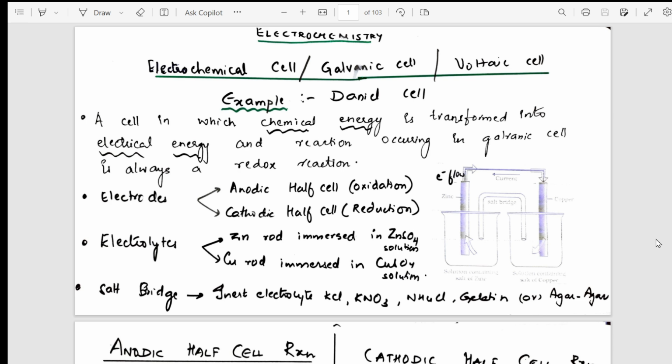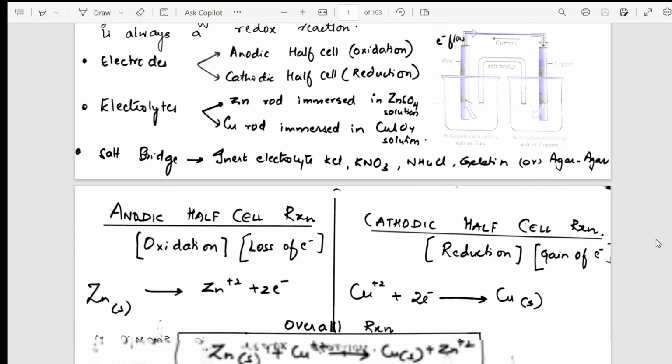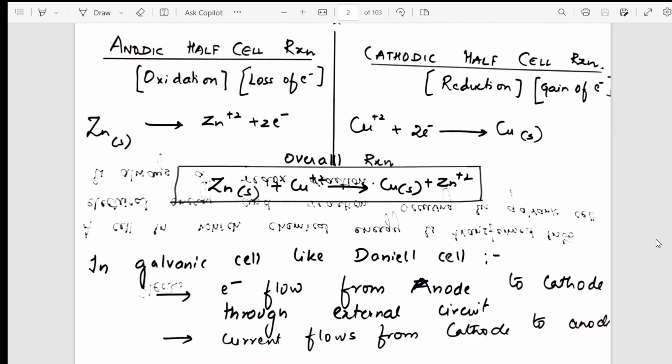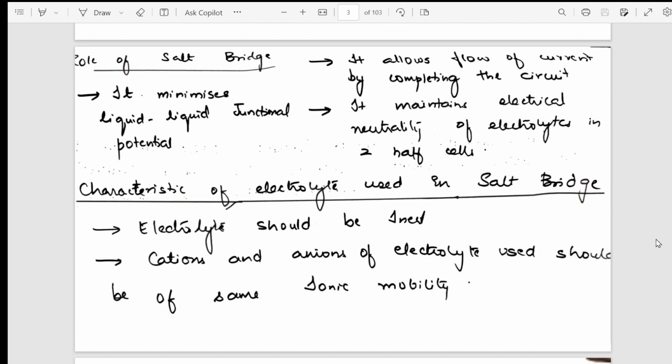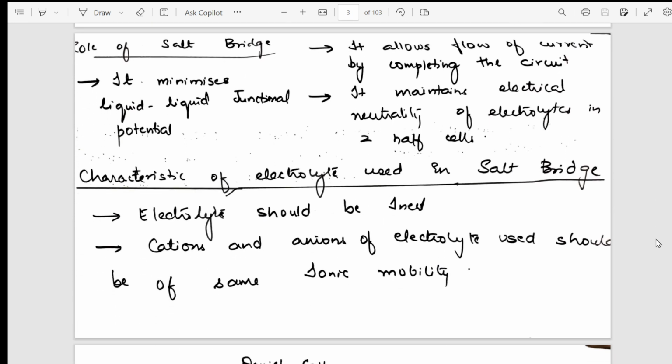In this first sheet, I have given the definition of Daniell cell, what are electrodes, electrolytes, what is a salt bridge and everything. I have given a detailed explanation of the electrode cell, the anodic half cell and cathodic half cell, and the overall reaction. Gradually I reach a 2 marks question: what is the role of the salt bridge? And the characteristics of the electrolyte in the salt bridge are also given. With this, the complete Daniell cell is covered.